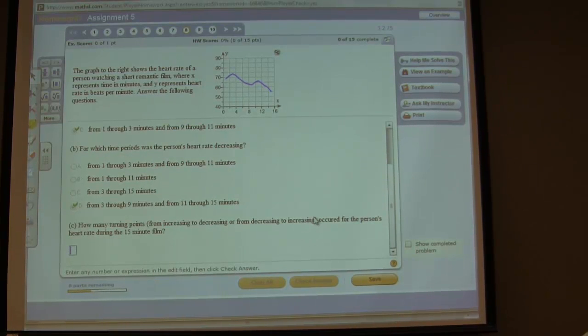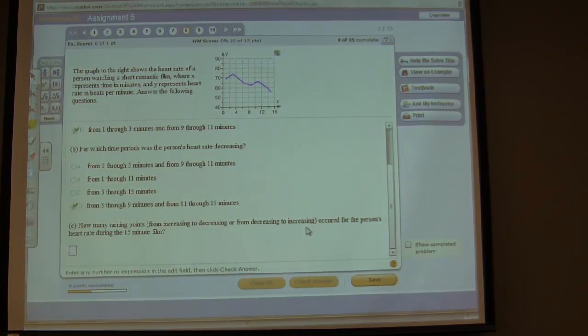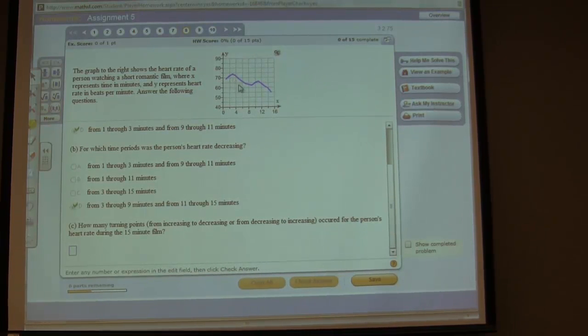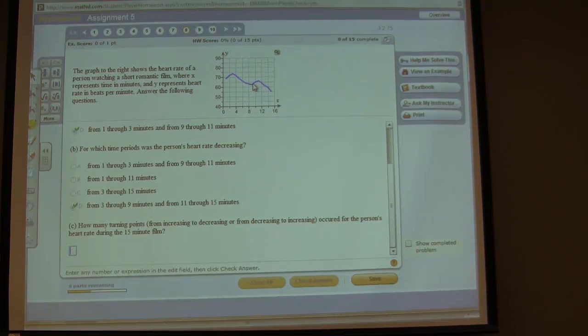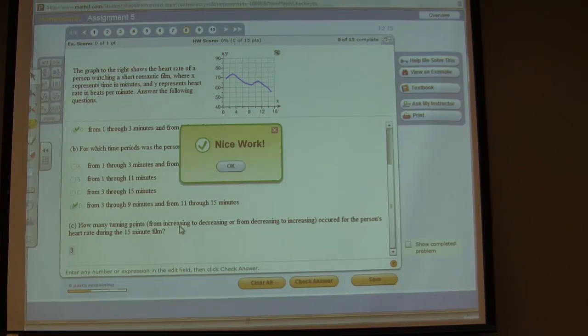How many turning points? Now this is important to understand. How many turning points are happening there? Well, if we look at the graph, this is a turning point right here. Start turning from going up to going down. So here's 1, there's 2, and there's 3. So where we're turning from going down to back up, from up to down, we would call all of those turning points. So we would say there are 3 turning points.